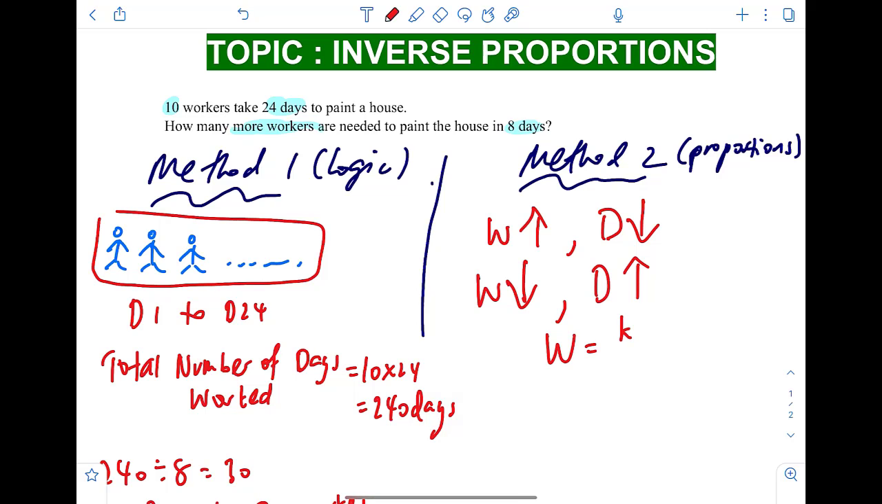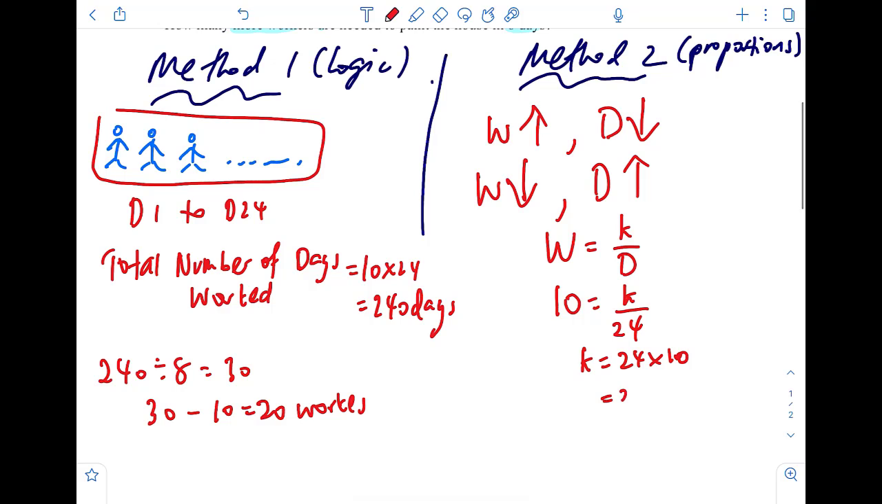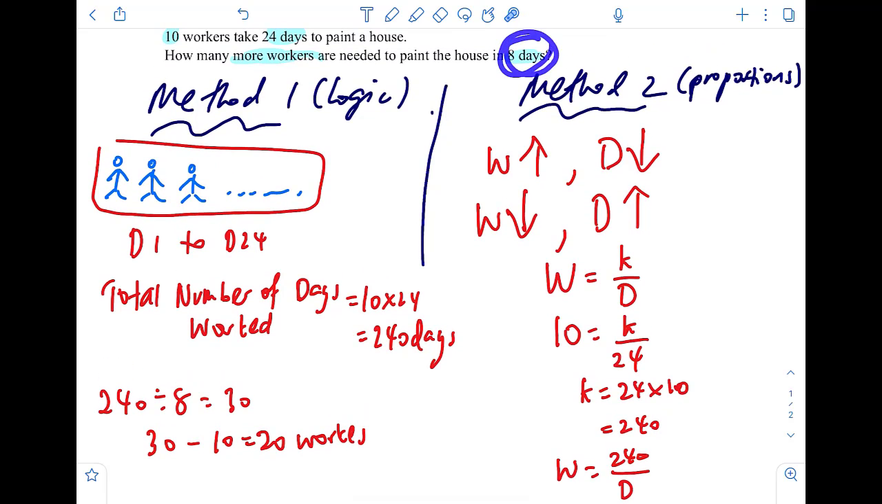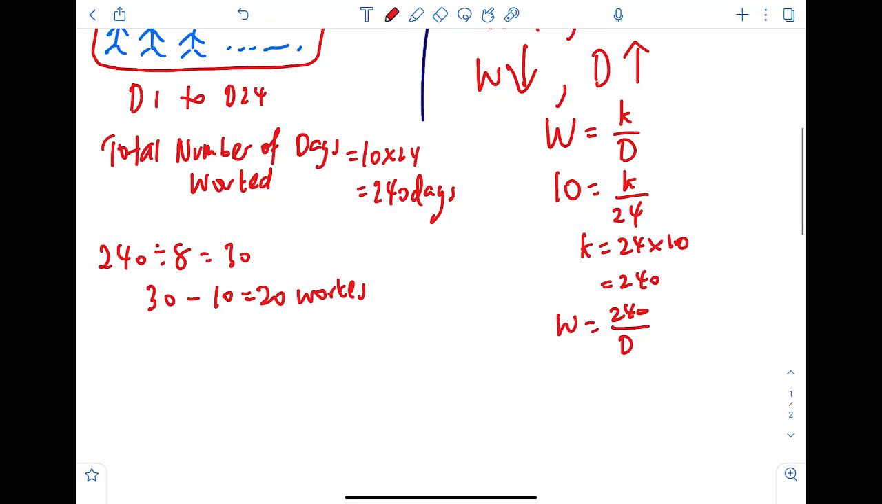Second method: W equals K over D, which means that 10 equals K over 24. K is 24 times 10, 240. So W equals 240 over D. Now, in the second scenario, you want D to be 8. So W equals 240 over 8, which is 30. So you need 30 workers.